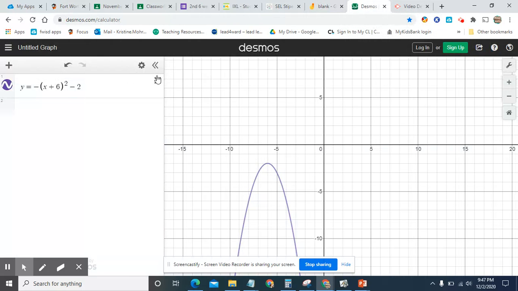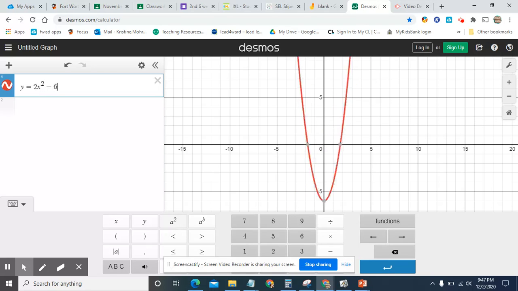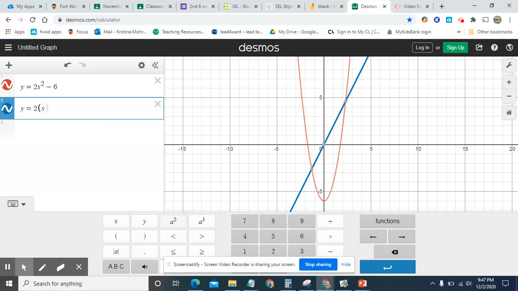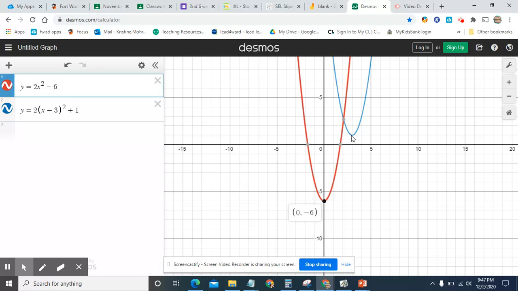So we'll graph both equations and make sure that it moved in the right direction this time. y equals 2x squared minus 6, and then y equals 2 times x minus 3 squared plus 1. We needed to go to the right 3, so comparing one vertex to the other, it did move right 3, and it also went from negative 6 to 1, so it went up 7 spaces. Okay, so that's that.